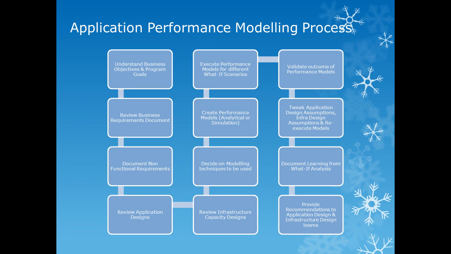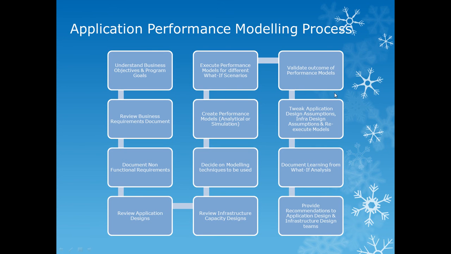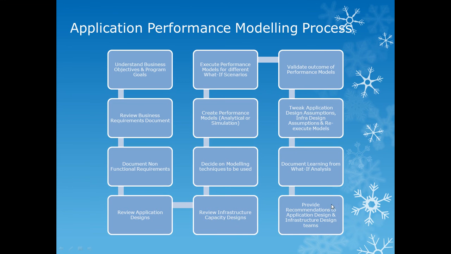And you tweak the designs, you tweak your design assumptions, tweak your infrastructure capacity assumptions, validate the outcome of the performance models, and keep performing your what-if analysis, and keep re-executing your models until you meet your non-functional requirements. And once you meet your non-functional requirements, you have then arrived at an optimal set of designs. You can then be assured you have arrived at an optimal infrastructure capacity requirement that you can then use going forward.